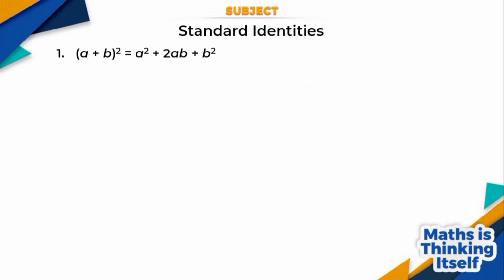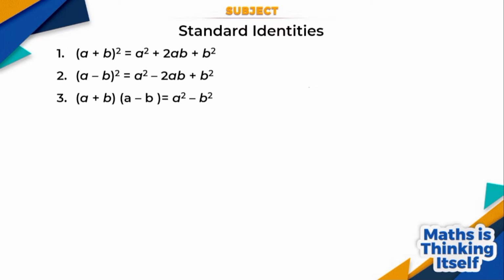In this video we learn how to solve examples by using standard identities. The first identity is (a + b)² = a² + 2ab + b². Second, (a − b)² = a² − 2ab + b². Third, (a + b)(a − b) = a² − b².